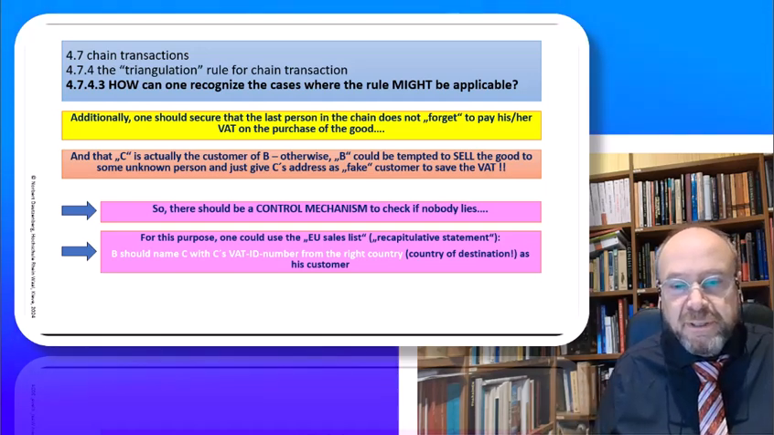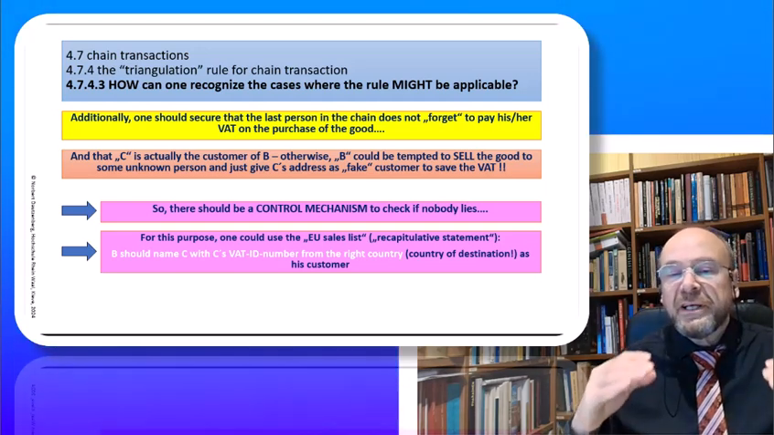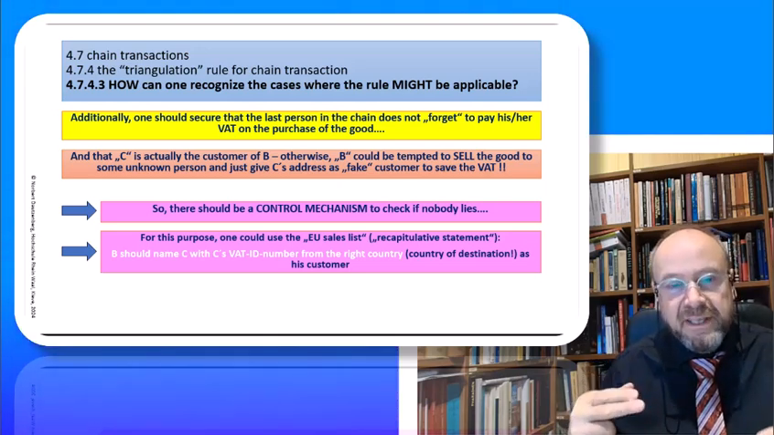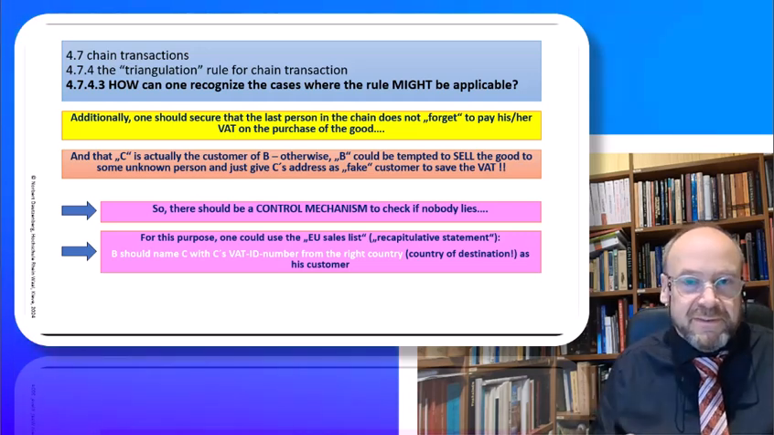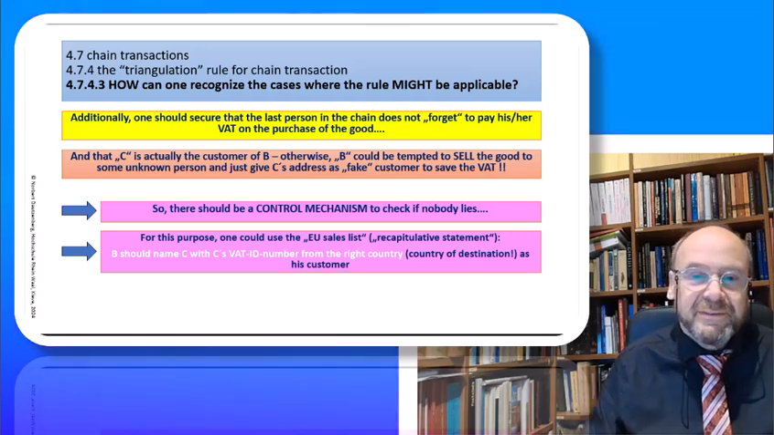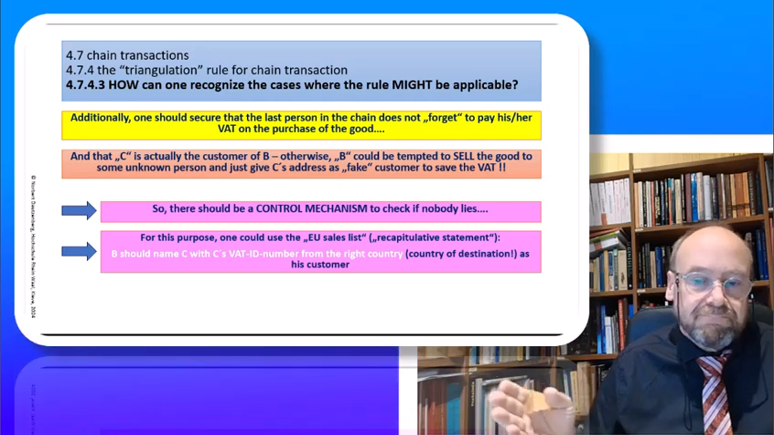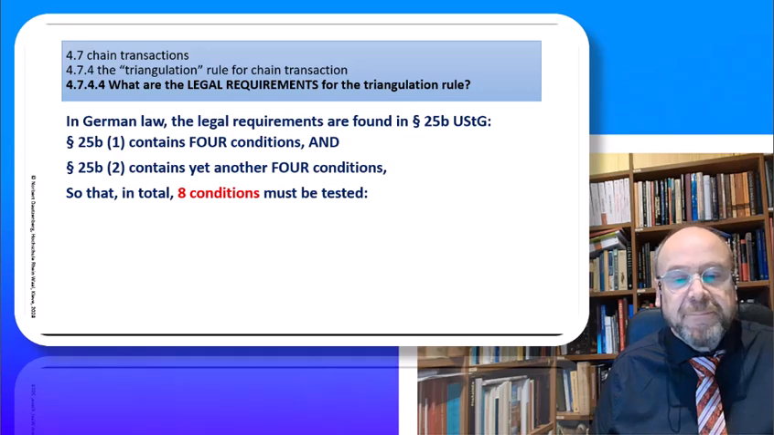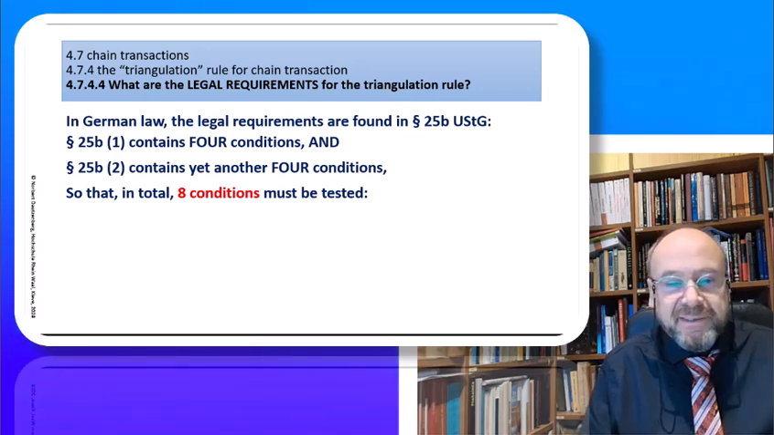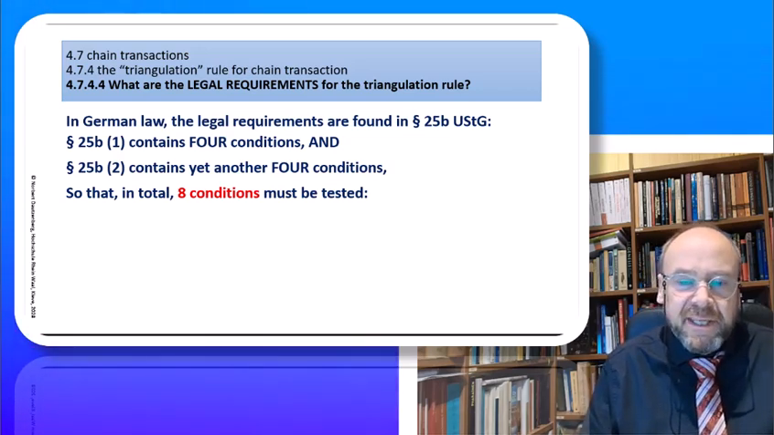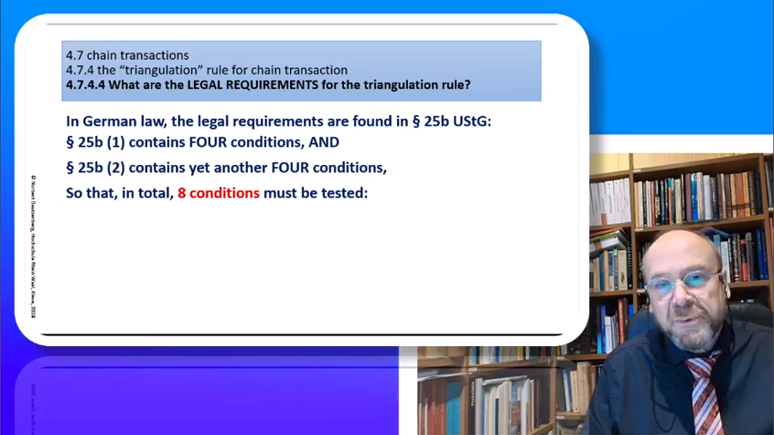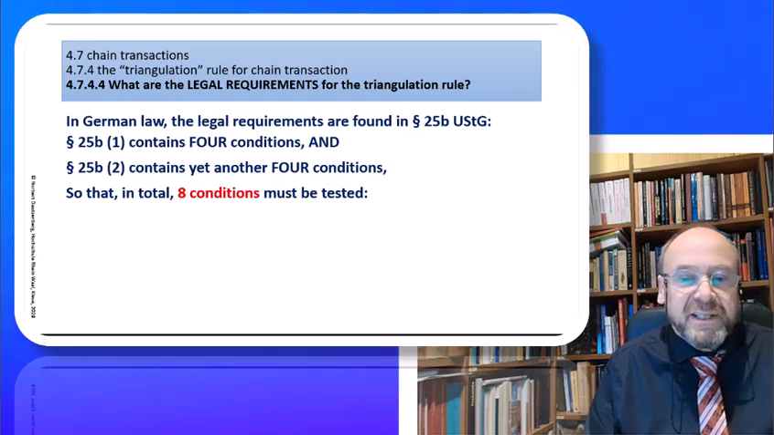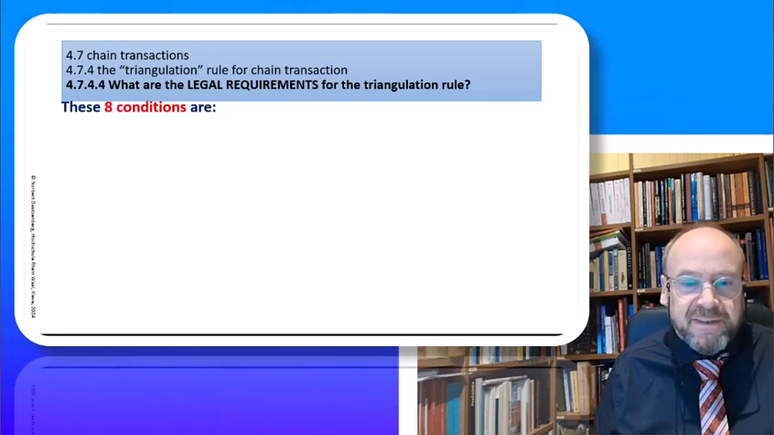So finally, when it comes to the details, you will have to check a catalog of technical details. If they are fulfilled, then it is a triangulation case. If they are not fulfilled, then check. So in Germany, there's a list of all in all 8 conditions which have to be checked. They are distributed over 2 subparagraphs of paragraph 25b. So in total 8 conditions, and here they are.